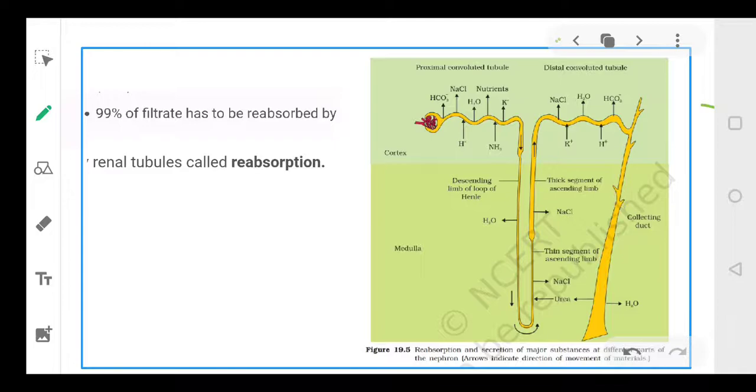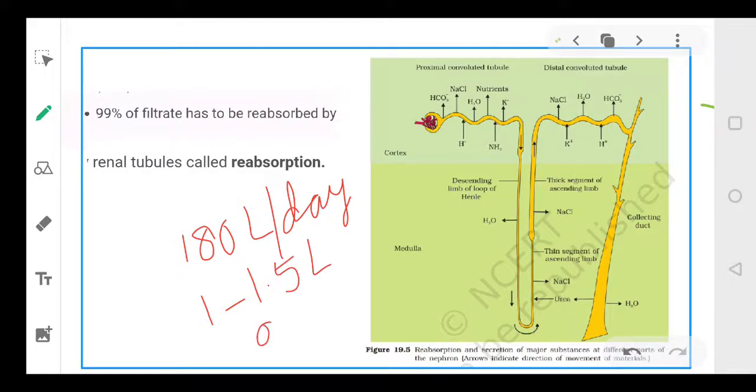Now coming to the second portion. Just now we have discussed that your kidneys will be filtering 180 liters of blood per day. But we are only excreting 1 to 1.5 liters of waste. Isn't this surprising? Our kidneys filter approximately 180 liters of blood, and out of that we excrete only 1 to 1.5 liters of urine. So what about the rest of the material?